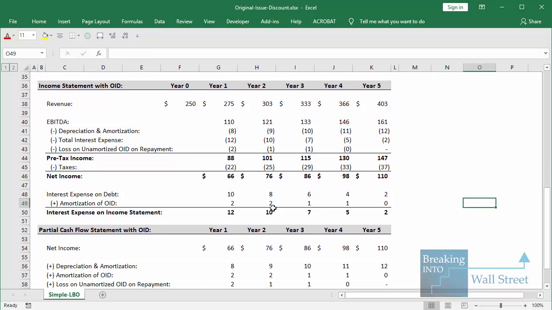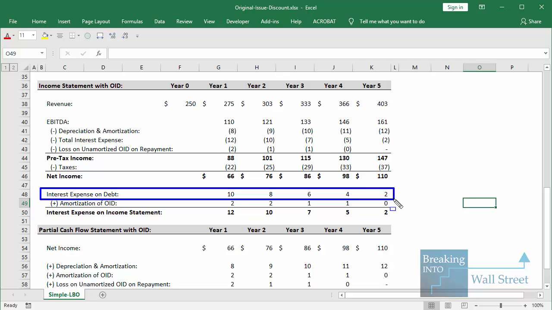So on the income statement, we have not only the cash interest expense, which goes down here because of the principal repayment and how the face value of the debt changes over time, but we also have that amortization of OID.